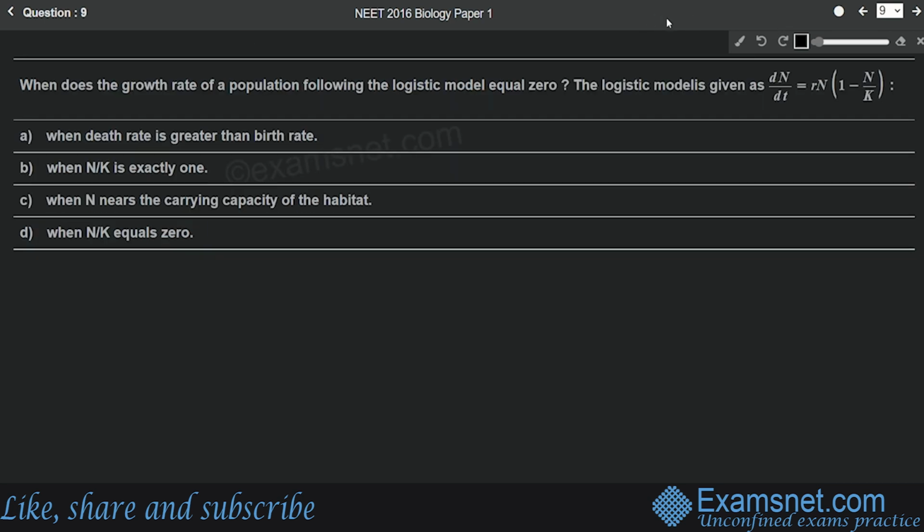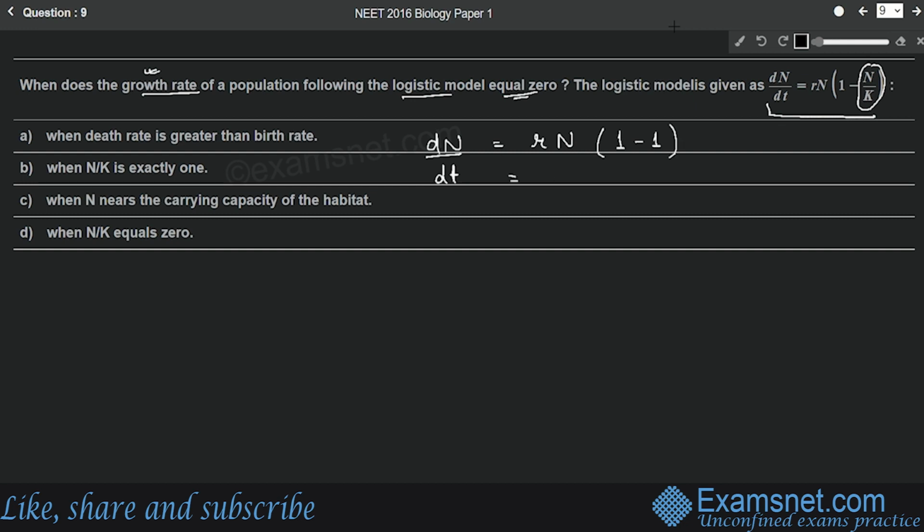Now question number 9 is from the chapter Organisms and Populations, and the question is when does the growth rate of a population following the logistic model equal 0? The logistic model is given as dN/dt = rN(1 - N/K). Okay, so we have to find the condition in which the growth rate becomes 0. That means dN/dt becomes 0. Okay, so we know that when this N/K will be equal to 1, then what will happen?